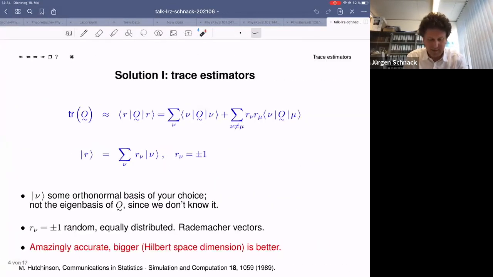A trace estimator, that is step 1, replaces a trace by an expectation value with respect to a random vector. The random vector, with respect to some orthonormal basis, is in its simplest form given by random signs, so random values plus or minus 1, and it's astonishingly accurate. One can say the bigger the space, the more accurate is the trace estimator.